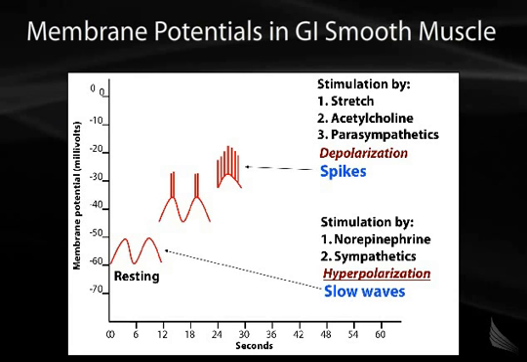This next diagram is an overview of what we've just discussed and forms a nice list. Stimulation is precipitated by stretch, acetylcholine, and parasympathetic nerve fibers releasing acetylcholine, resulting in depolarization and these spikes. And resting or hyperpolarization is stimulated by norepinephrine and sympathetic nerve fibers that often will secrete norepinephrine as well.